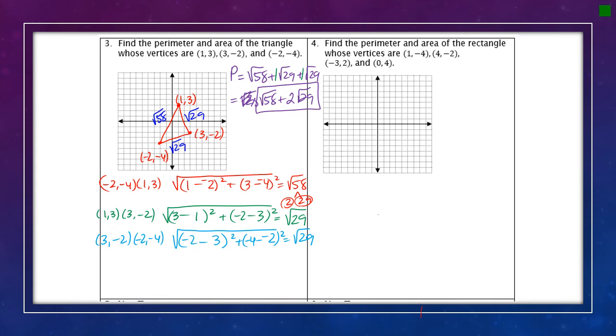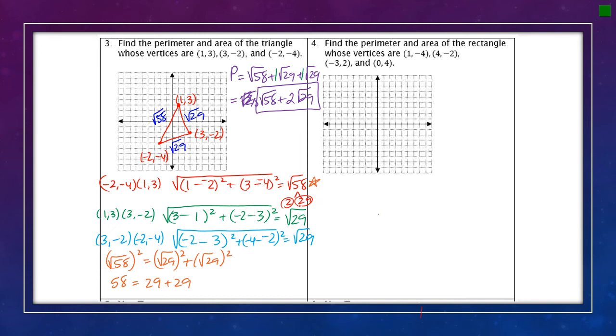For the area, I need a height. And if you notice, we can't draw in our height nicely like we did last time and be able to count the boxes. So let's check and see if this is a right triangle. So this one right here, the square root of 58, that would be C because it's the largest. So what I want to see is the square root of 58 squared equal to the square root of 29 squared plus the square root of 29 squared? So what I'm really asking is 58 equal to 29 plus 29?